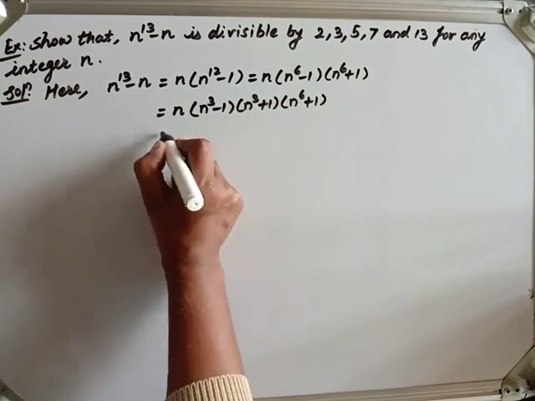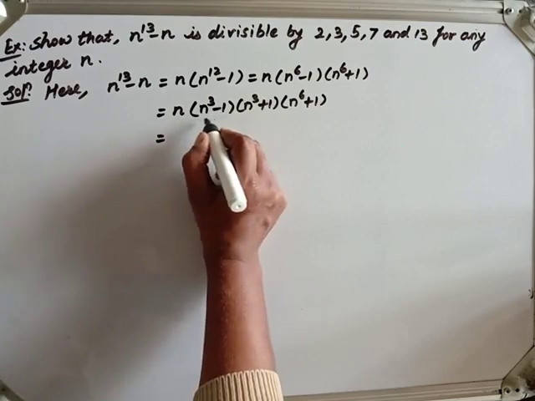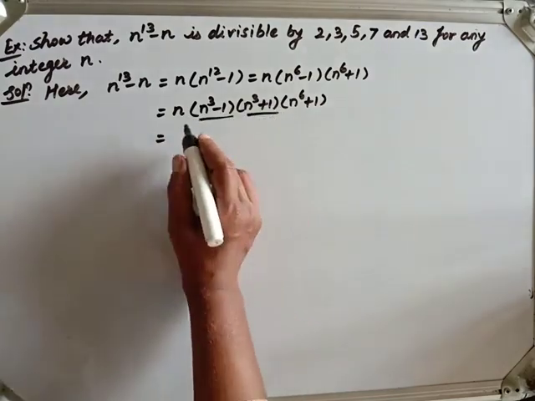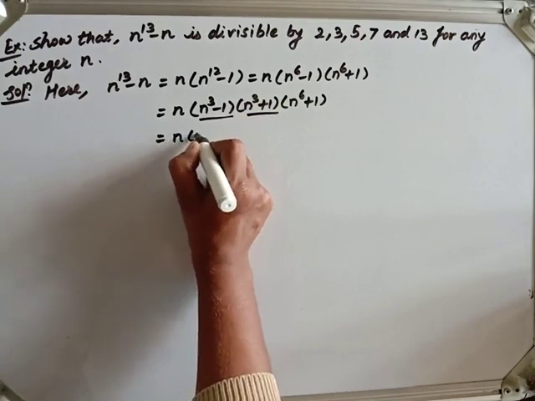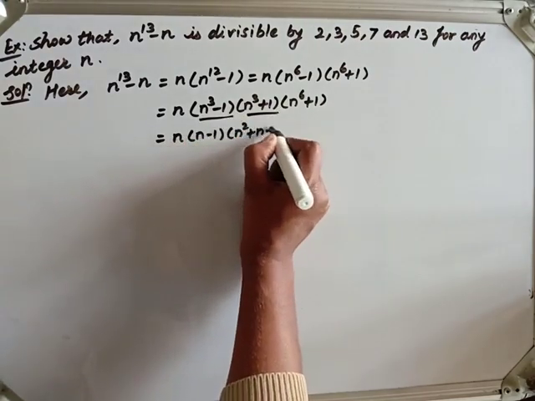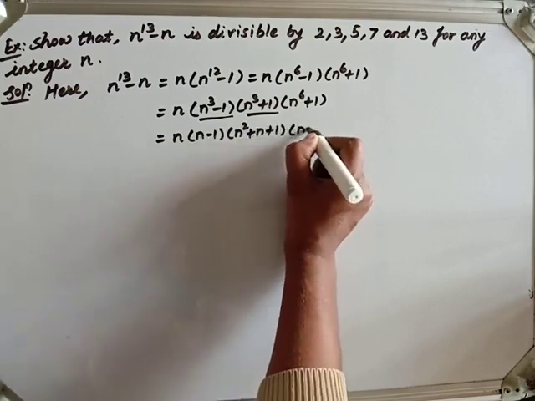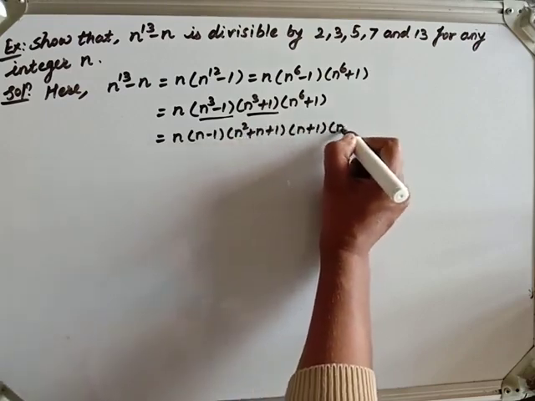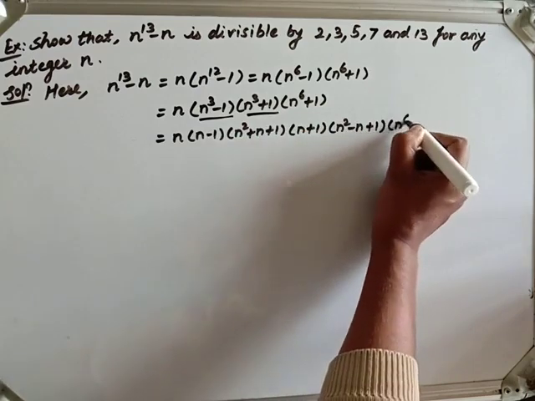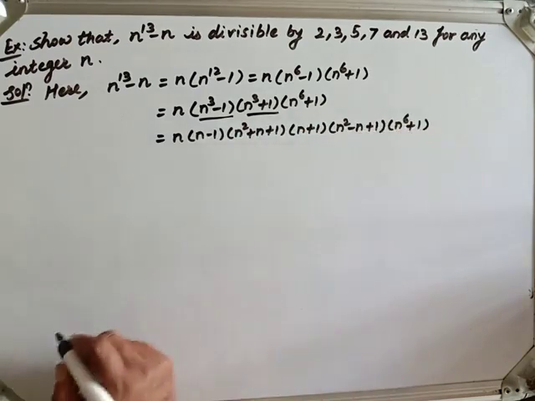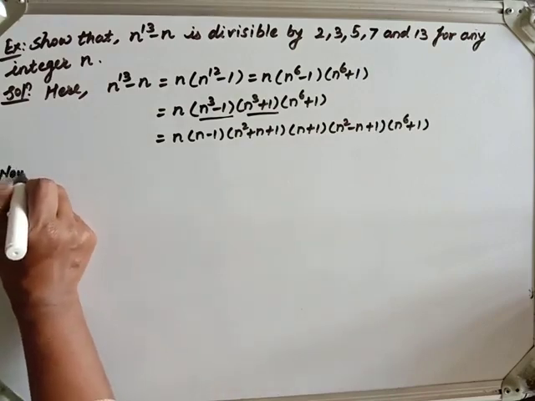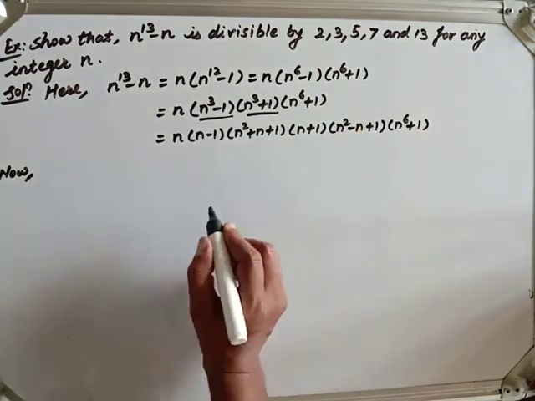Fine. This is the same as to say, look at here, this n cube minus 1, n cube plus 1, again we can simplify. So n into n minus 1 into what? n square plus n plus 1, and this is n plus 1, n square minus n plus 1, and this n raised to 6 plus 1 as it is. Fine. Now let us do one by one for each prime.